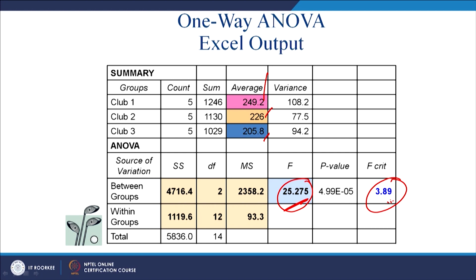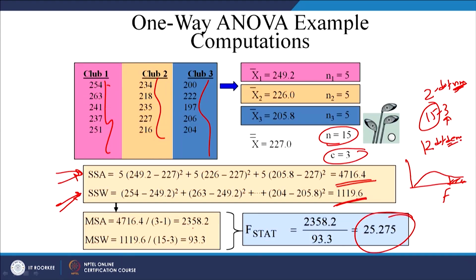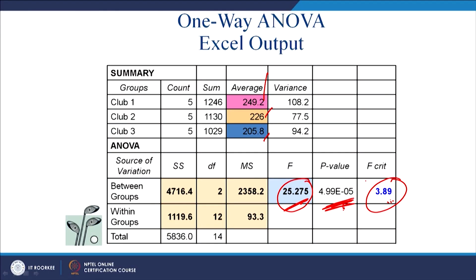This is the table value that we have seen. The P value is approximately 0, right. It is 4.99 times 10 to the power minus 5, right. You will also get this within-group and between-group variance. Let's check again. So, within-group variance 1119 and 4716, and this was total 5836.